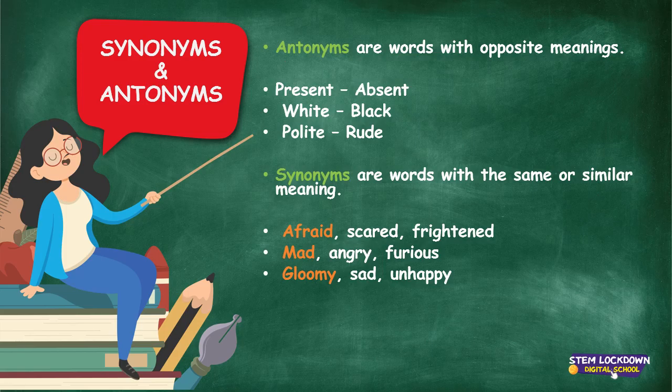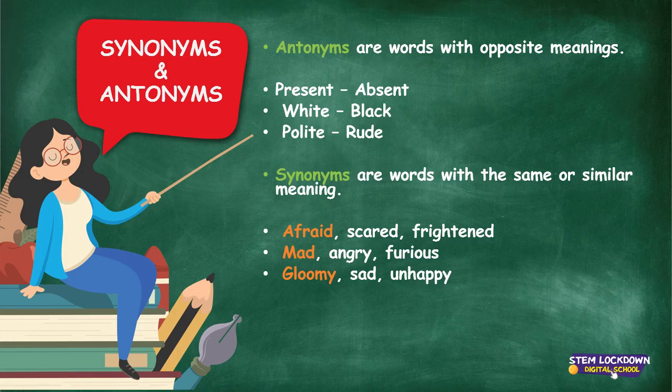Okay, so what are antonyms? Antonyms are words with opposite meanings, okay? So if you are asked to give an antonym for present, that would be absent. To give an antonym for white, that would be black. To give an antonym for polite, that would be rude. To give an antonym for light, you would say dark, okay? You just have to provide words that have the opposite meaning, okay?